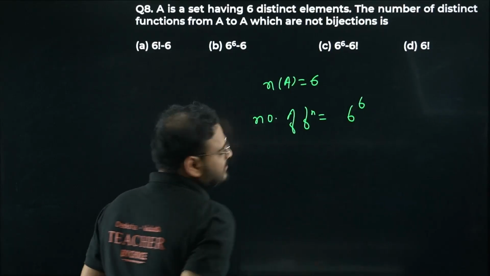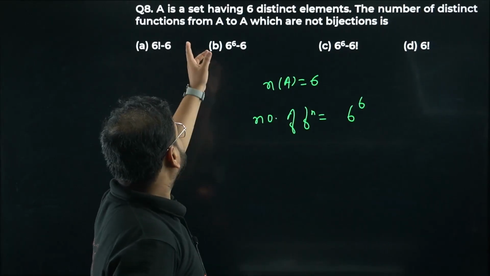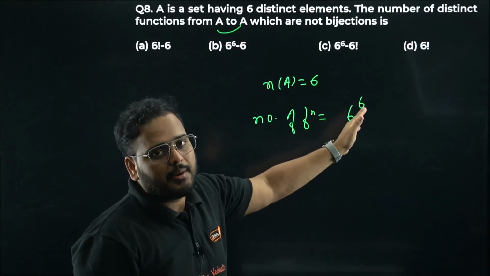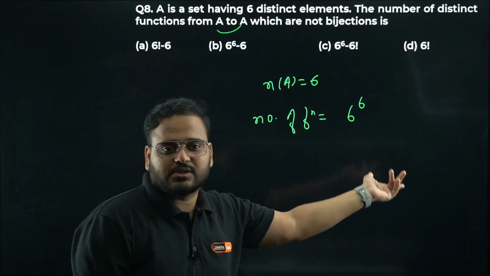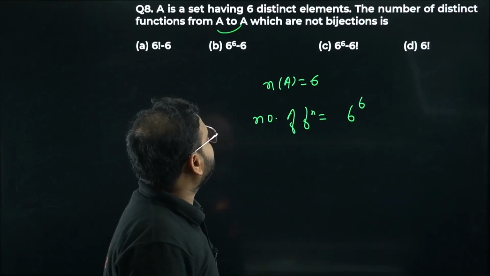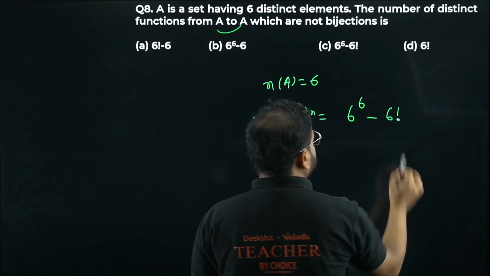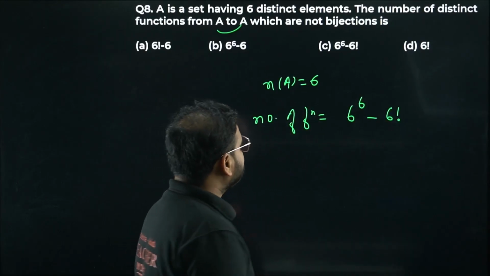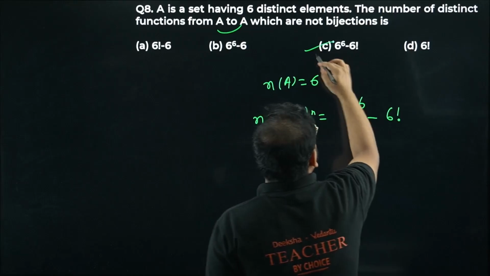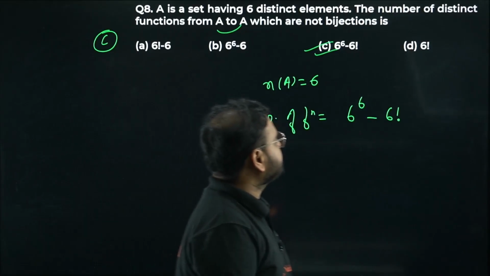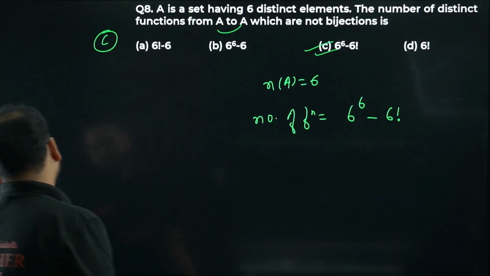The number of functions is 6 power 6, because we are looking at set A to A, right? We usually write m to the power n, but we have both the same, so 6 to the power 6. We are looking for not bijections, so we have to remove the number of bijections, 6 factorial in this case. What I get for this is the answer. Option C is correct. Please check. Moving on to question number 9 now.